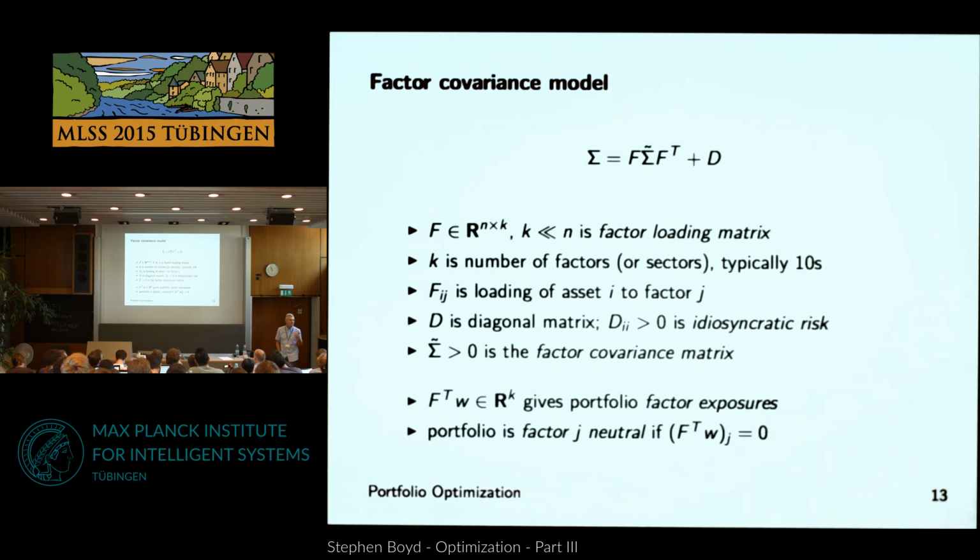Because it's the risk of that asset that is over and above the risk implied by the factor model, right? And here, if you form F transpose, that's something that's small. K is 10 to 50, maybe 80 in a really big one, right? These 80 factors. And these are called the factor exposures.